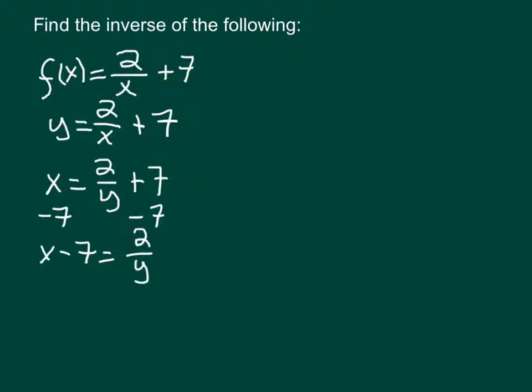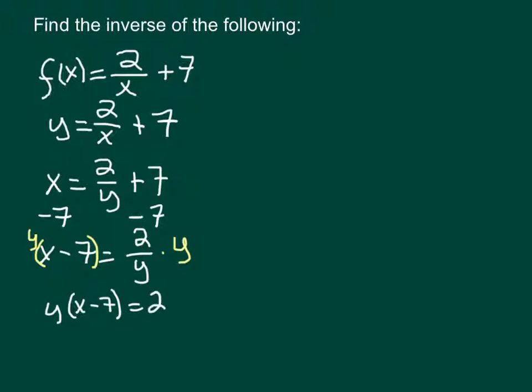Now I want to get y all by itself. The problem is it's in the denominator. So what I'm going to do is multiply both sides by y. I'll do that in a slightly different color. I'm going to multiply this side over here by y too. I don't have a lot of room there, sorry about that. That leaves me down here with y times x minus 7 equals 2.